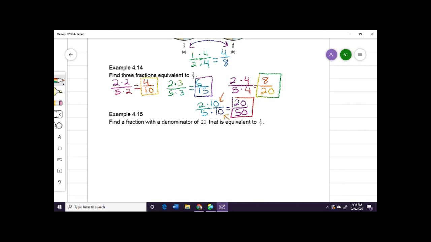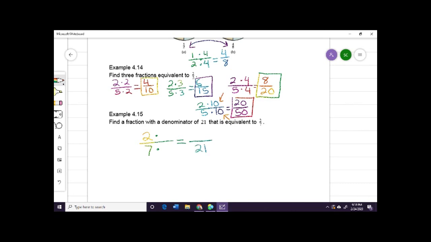Example 4.15. Find a fraction with a denominator of 21 that is equivalent to 2/7. So we want the denominator to be 21 and we want it to be equivalent to 2/7. Let's write our fraction here, 2/7, and then we want to multiply the top and the bottom by the same thing such that the denominator of the new fraction is 21.